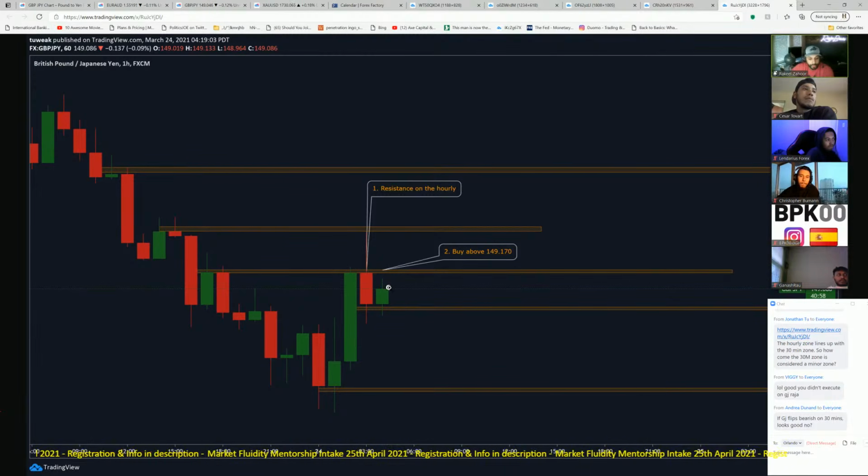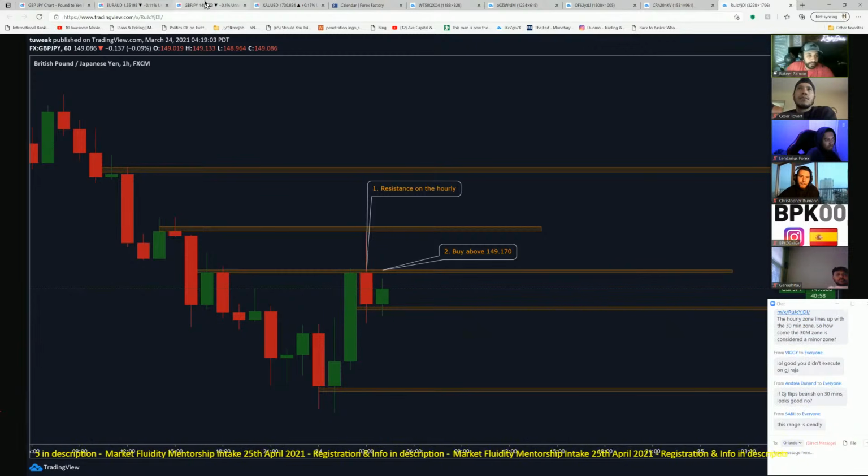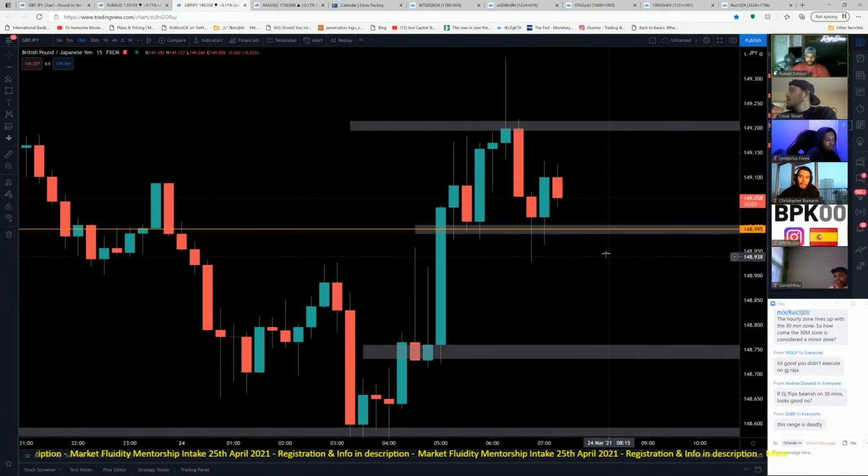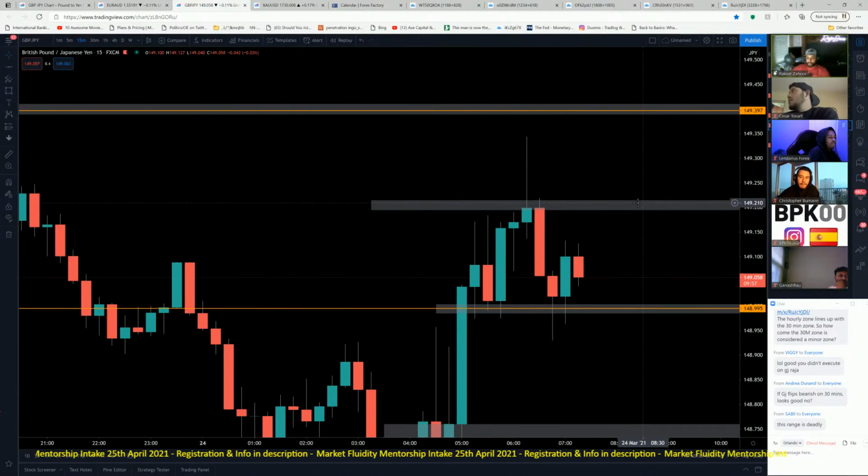GJ buys above 149.170 looks good. Sells below this area also looks good. A resistance on the hourly. Let's see how this plays out today. Do we break below 148.960 to continue down, or do we break above 149.200 to continue bullish?